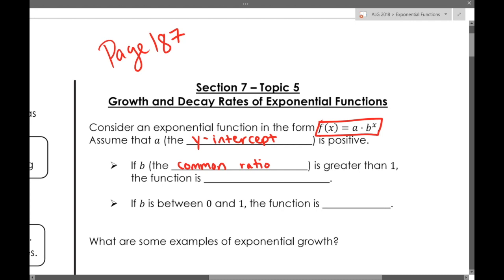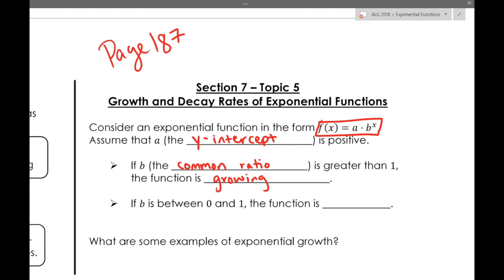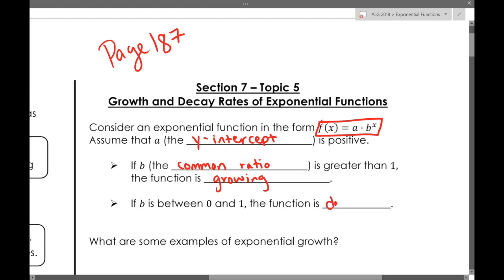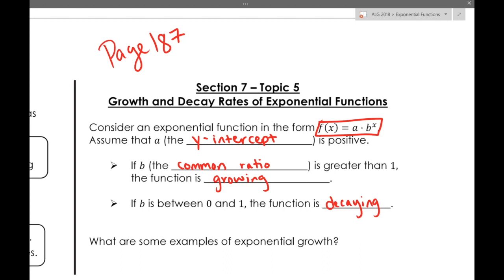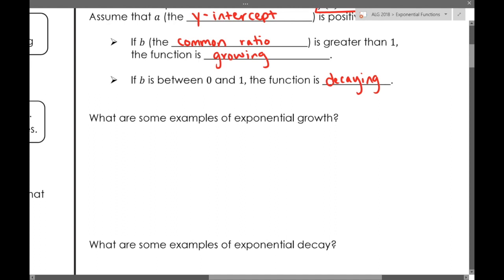It says if b is greater than 1, we say the function is, so if my number is greater than 1, then we call that a growth, and it's growing. A decay would be decreasing. If b is between 0 and 1, the function is therefore decaying, so it's dropping. So any number between 0 and 1 means my graph is going to decay. And we've talked about how they look if my graph is a 1/2 versus my graph being a 2.